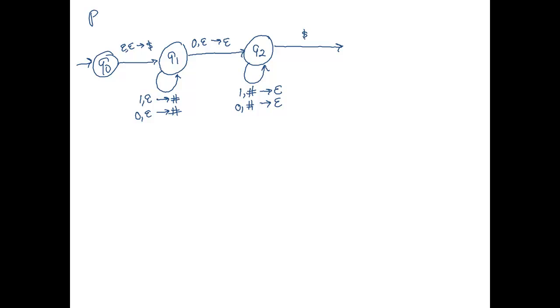What do I want to do here? I don't want to read any input, because by the end of Q2, by the time I've taken that loop, I've read all the input. I better have read all the input. So by reading no input and seeing that $ sign on my stack, I can just pop it off and move to Q3, which is my acceptance state.